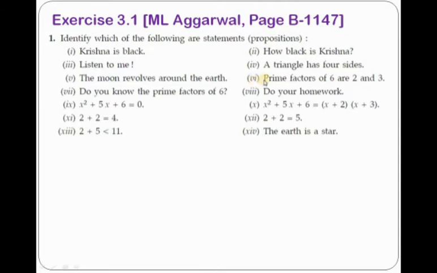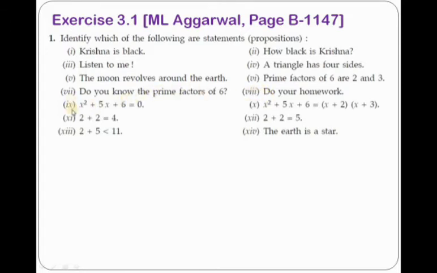So number six, prime factors of six are 2 and 3. It's a direct statement here. Okay, again, number seven won't be your statement because there is a question mark. Number eight, do your homework. Okay, so this is an order. So again, this cannot be my statement here.